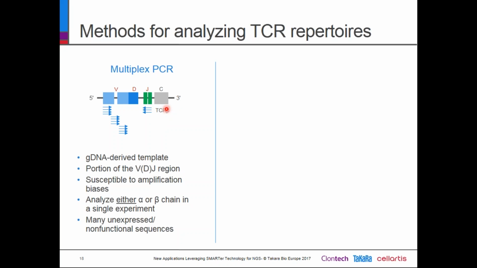And when you are starting from genomic DNA, you will probably get many more unexpressed or non-functional sequences because, after this genomic DNA recombination, you will have splicing, and so you may have some sequences that do not correspond to the actual TCR protein.